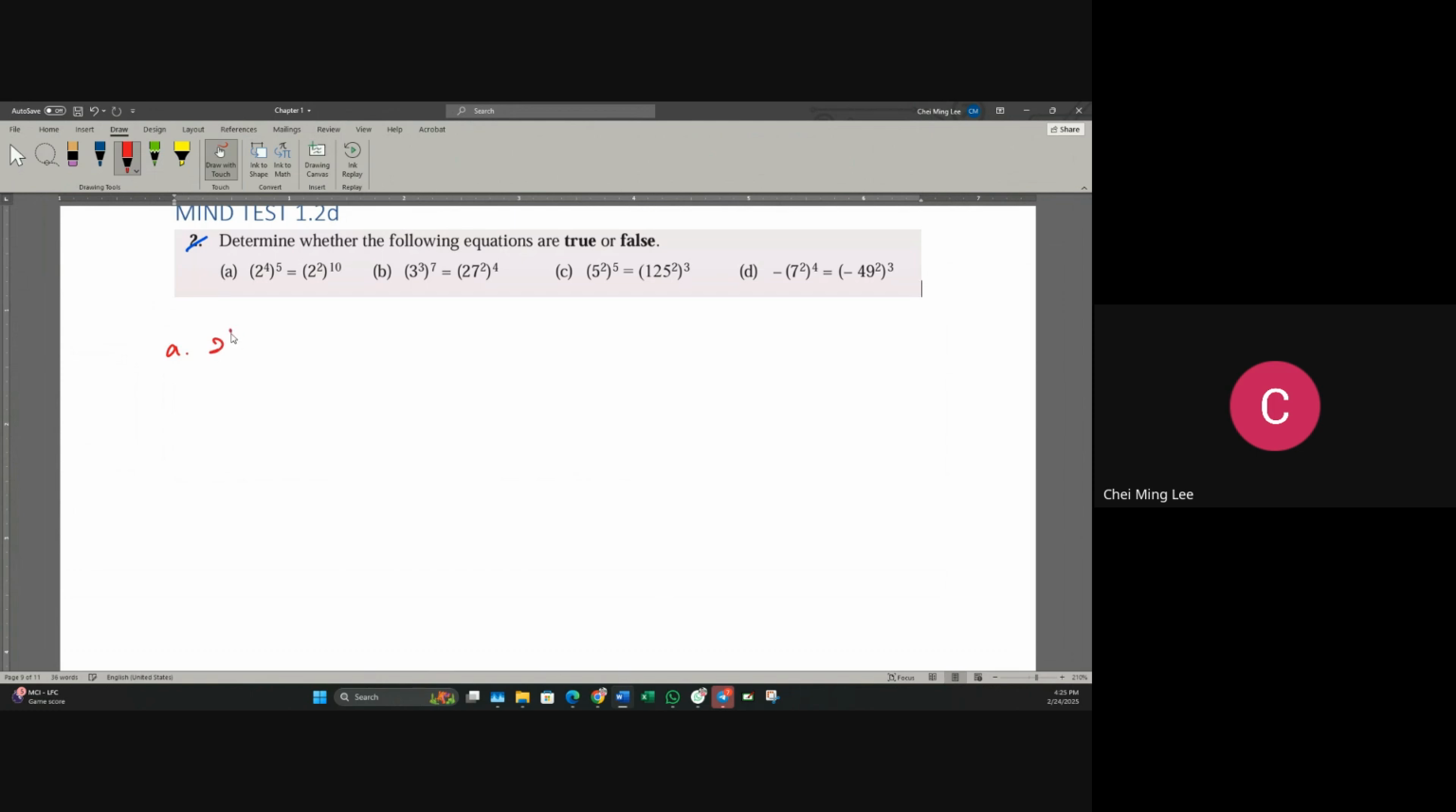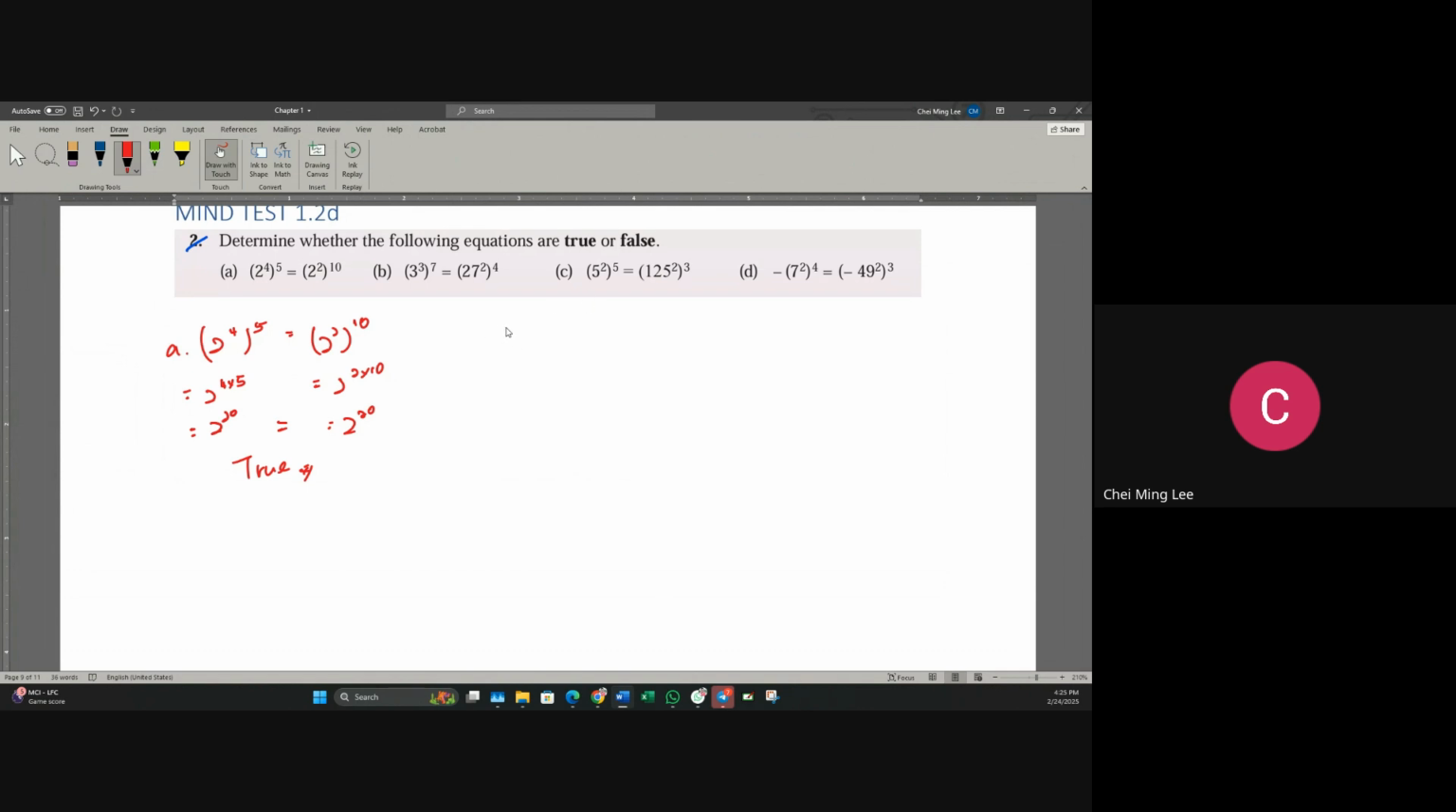A: 2 to the power of 4, then power of 5 equals 2 to the power of 2, power of 10. So from here, this one becomes 2 to the power of 4 times 5, which is 2 to the power of 20. The other one will be equal to 2 to the power of 2 times 10, which is 2 to the power of 20 as well. So the answer is true.